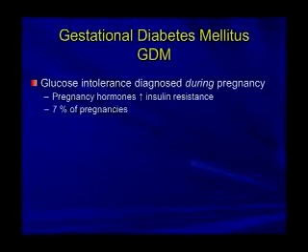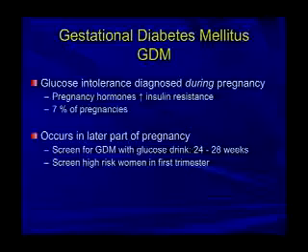Gestational diabetes is when diabetes is first discovered during pregnancy. It's usually discovered in the latter part of pregnancy, that's when it's screened for. It's about 7% actually of people that get gestational diabetes, and it's the insulin resistance caused by their pregnancy hormones. When the hormones from the placenta put out a lot of resistance to the insulin, the blood sugars start to rise. You screen for it between 24 and 28 weeks.